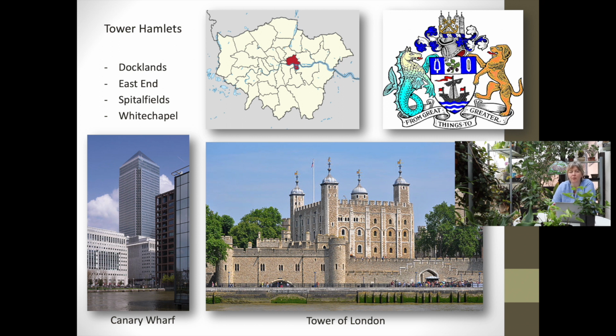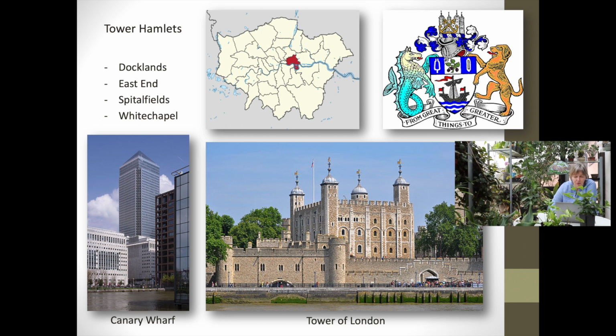Like in the borough of Tower Hamlets, we have the notorious East End and the area of Whitechapel, famous, or rather notorious, for the crimes of Jack the Ripper. So now there are even special walking tours to visit the places connected with the crimes of Jack the Ripper.